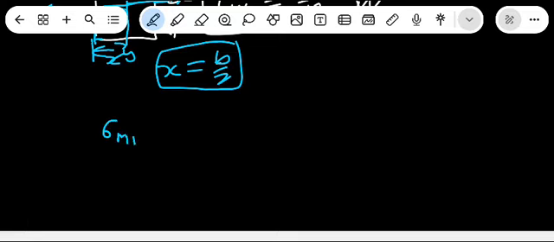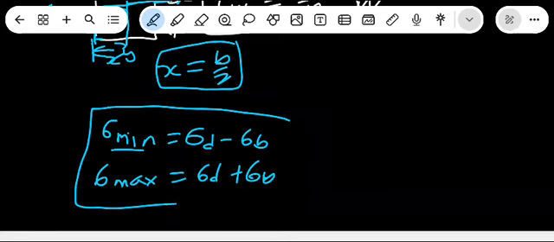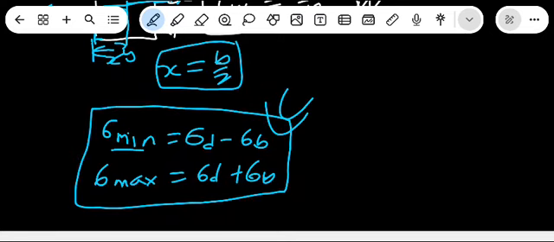Before that, you must know this: minimum stress. What is minimum stress? Minimum stress will be the direct stress. If you're given a minimum stress, it is simply the direct stress minus the bending stress. For the maximum, it would always be direct stress plus bending stress. You must know this, guys.